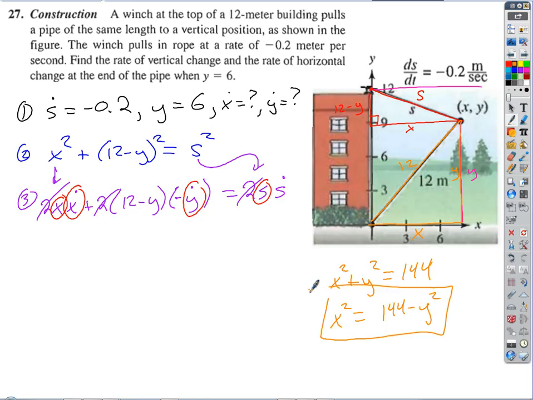Where could I use that in my parent equation? Where x squared is, right? That's great though. Look what that does. That gives us a parent equation with how many variables? 2 instead of 3, right? And 2 that I know something about, y and s. Agreed?